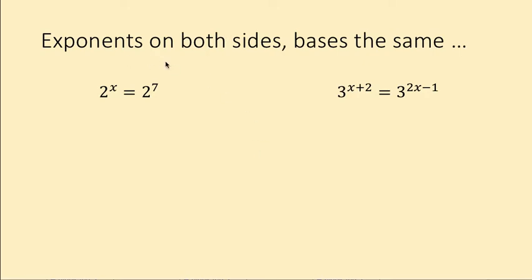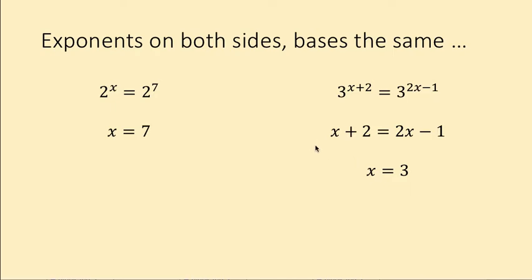If you've got exponents on both sides but the same base, this is the easiest one. Right? 2 to the power x equals 2 to the power 7, so x equals 7. That's it. 3 to the power something equals 3 to the power something, so something equals something. Subtract x from both sides, add 1 to both sides, x equals 3.